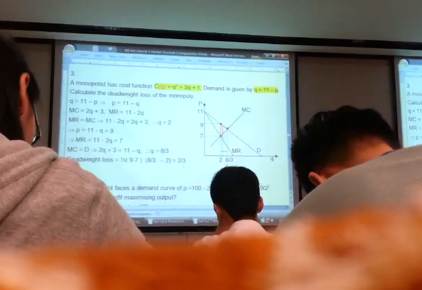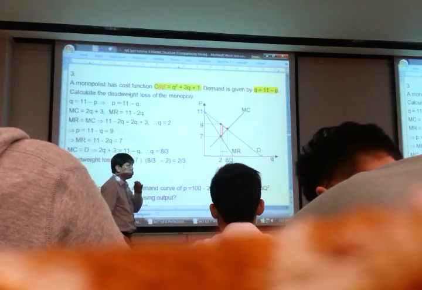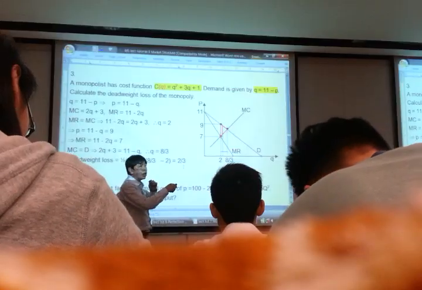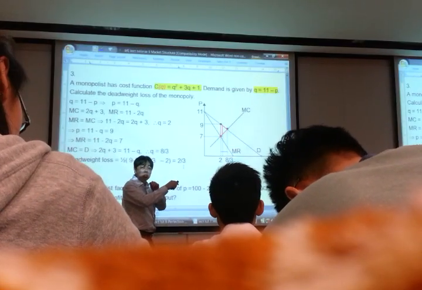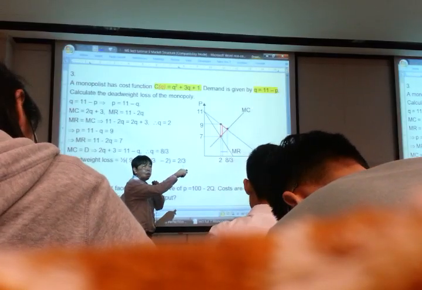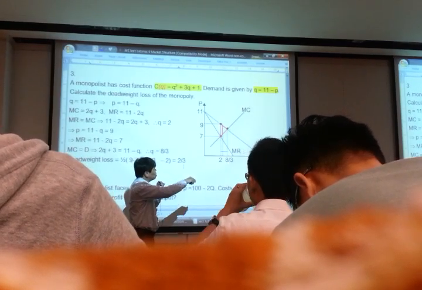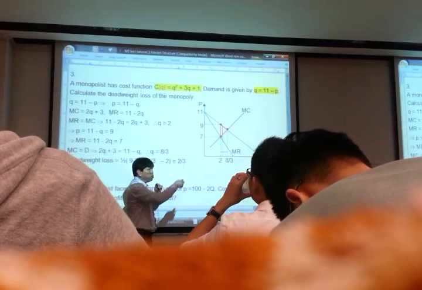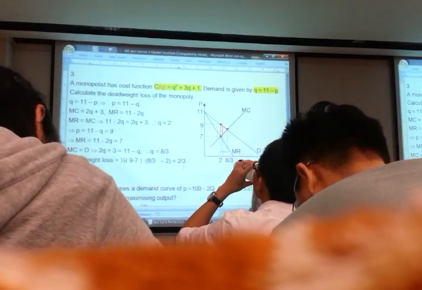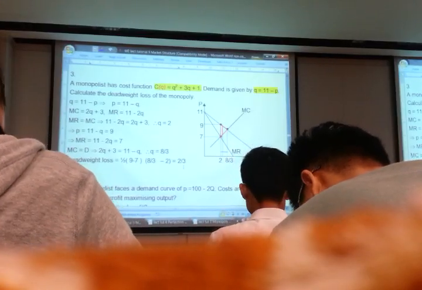Now if this is a perfectly competitive industry, it will produce where supply equals demand. But where's the supply curve? If this is a perfectly competitive industry, this one is the supply curve. Remember? So they will produce where supply equals demand, at this quantity. But if the industry is monopolized, one firm operates, then the monopolist will not be stupid to produce here, right? Why not? Because they want to maximize profit.